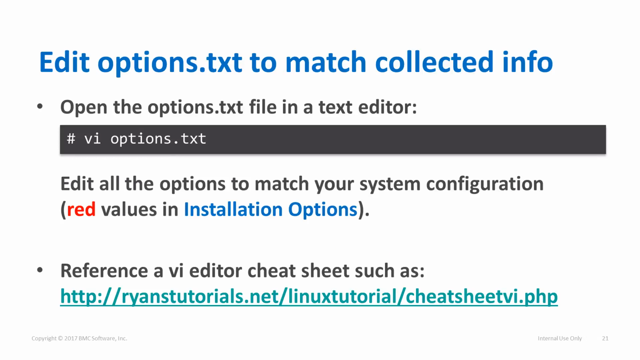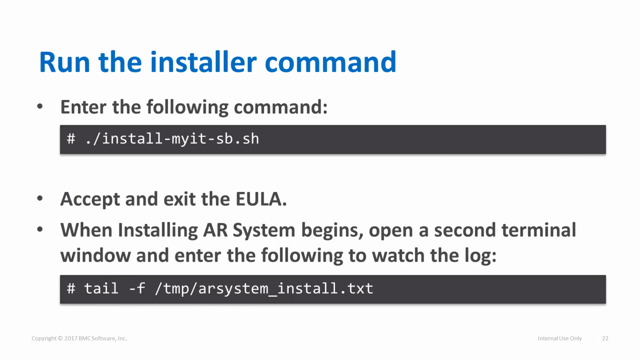When I used VI to open the options text, I just edited all the options to match my settings. You probably all know this stuff. If you're not familiar with VI, I've got a great cheat sheet link here that you can follow later on. And the install routine runs really quickly. It's just ./install, and then you're done.